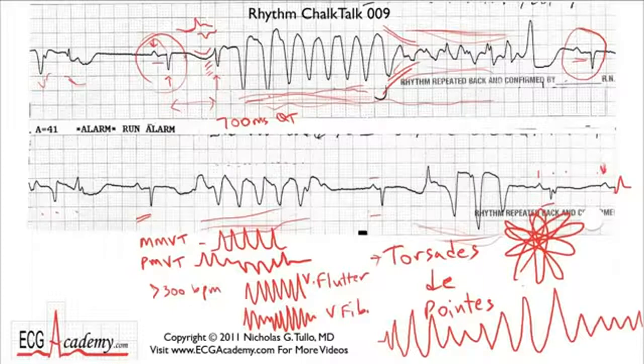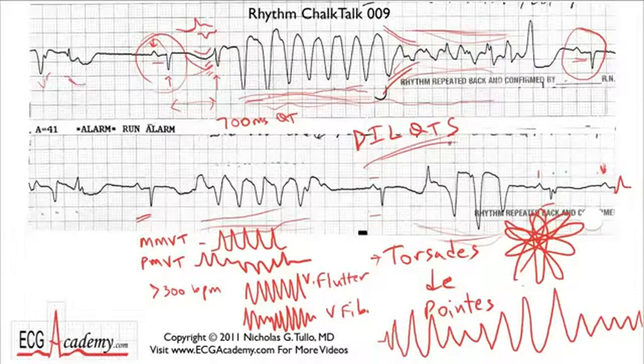But what's causing it all? Well, this really, really long QT interval, I think in this particular patient, the cause is the drugs. So what you're dealing with here is something called drug-induced long QT syndrome, because Effexor is known to increase the QT interval in some patients, and certainly Levaquin has been reported to increase QT intervals.